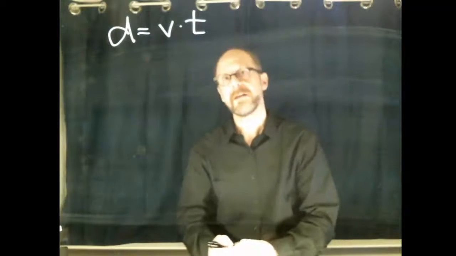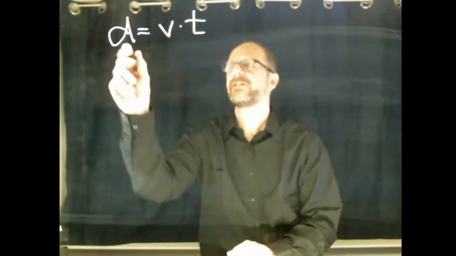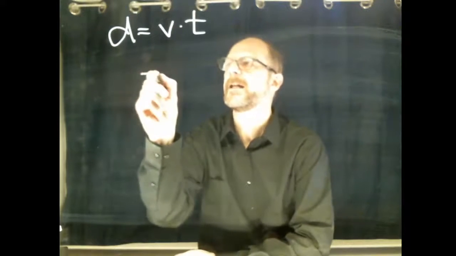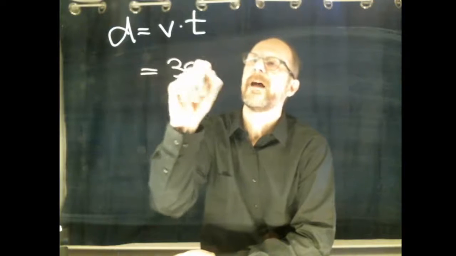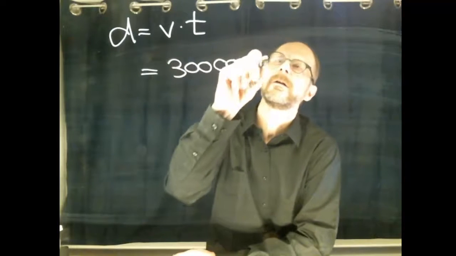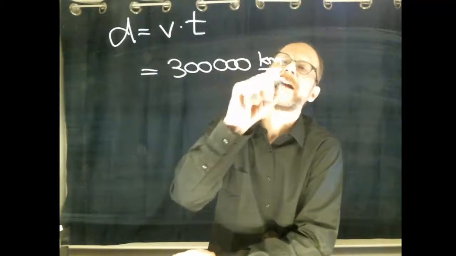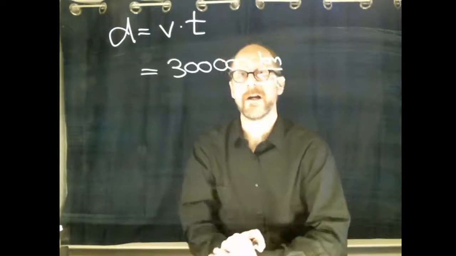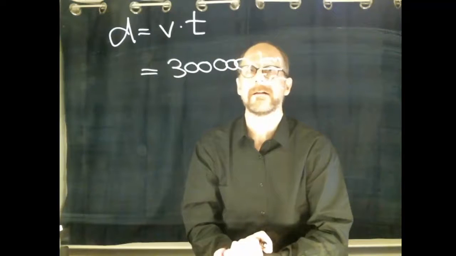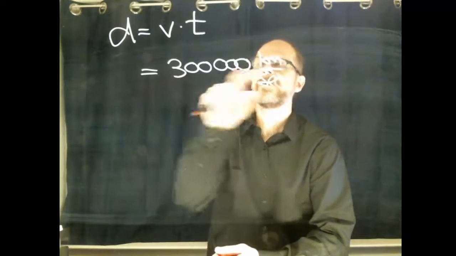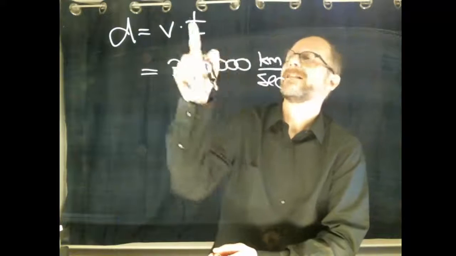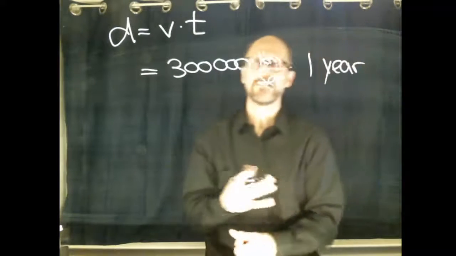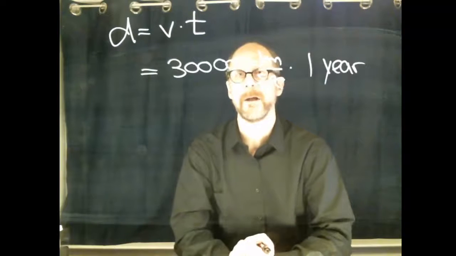So let's do the same calculation with light. Distance is velocity times time. Now the speed of light is 300,000 kilometers per second. Again, that's rounded, and we could also write that as 3 times 10 to the 5 kilometers per second. And so we've got 300,000 kilometers per second, and the time is 1 year, because the definition of a light year is the distance light travels in 1 year.